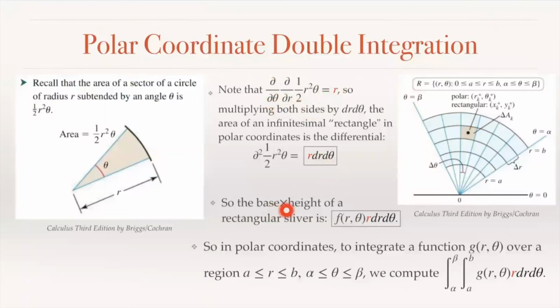So in other words, the base times height of the rectangular sliver will be the height, whatever that function is, times the base, and we'll be adding together all of these in our Riemann sum. So in other words, this is our dA, and that dA is not just dr dθ, it is r times dr dθ. So the point is, when we're integrating in polar coordinates, always add this r right here in red.